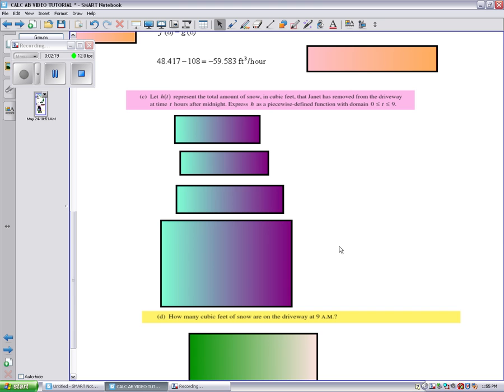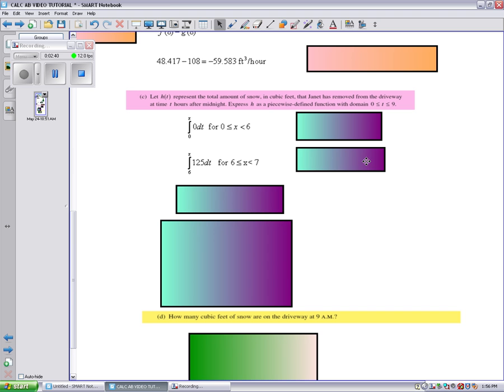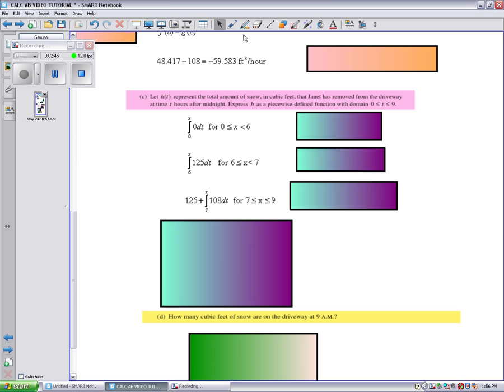It is a piecewise function, meaning that different equations represent the rate during different intervals of time. In order to find the total amount of snow Janet has removed, we integrate the piecewise function, creating another piecewise function. Looking at the first integral, we integrate the equation g(t) = 0, shown here. Then, for the second integral, we integrate g(t) = 125, shown here.